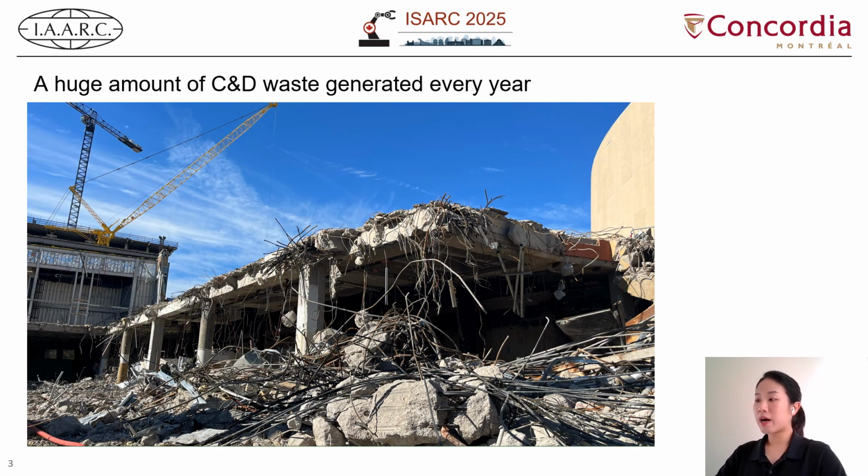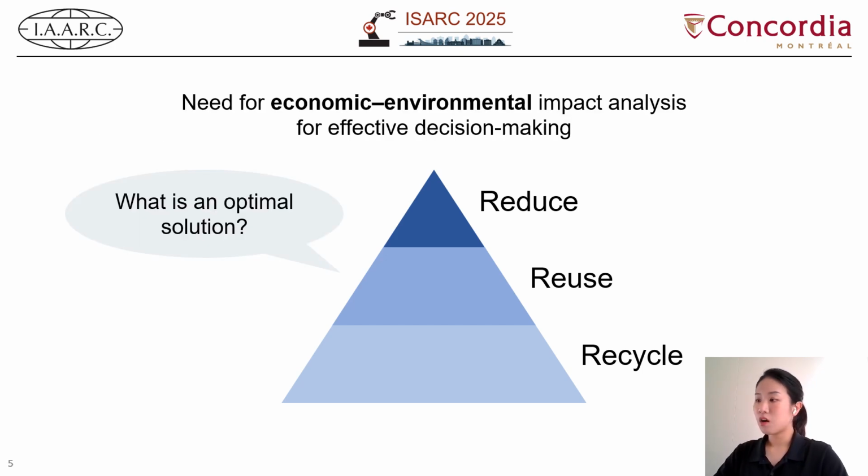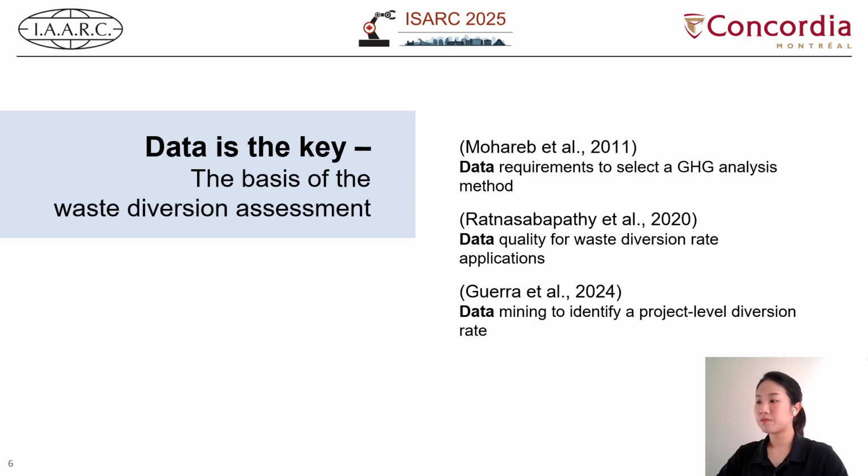Every year, a huge amount of C&D waste is generated, causing tremendous environmental and economic problems. Waste diversion is one solution, redirecting materials from landfills by reducing, reusing, and recycling waste. Although waste reduction is most environmentally friendly, waste is often unavoidable or economically infeasible to reduce. Therefore, we need to balance between economic and environmental impacts to make more effective decisions.